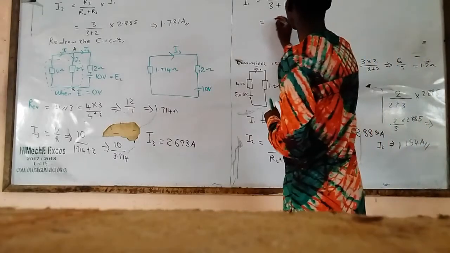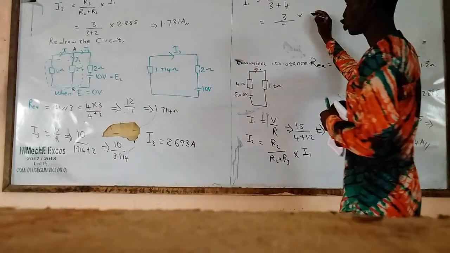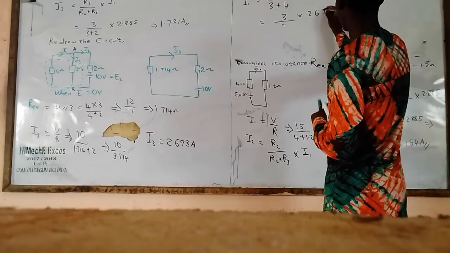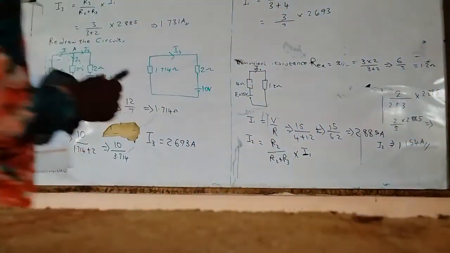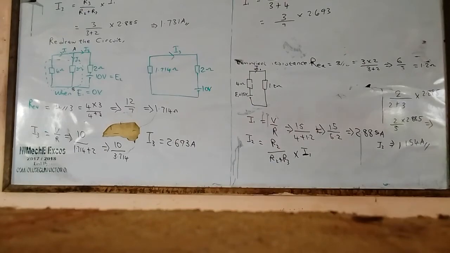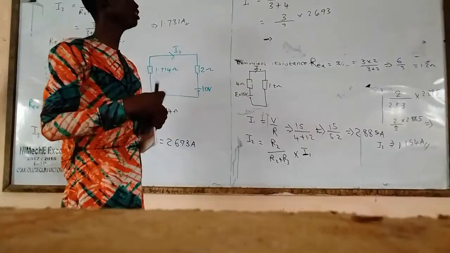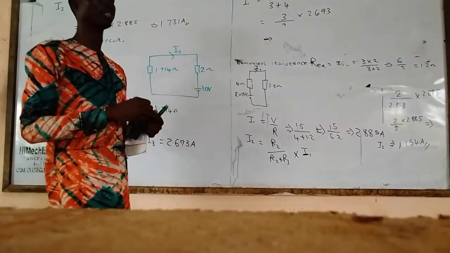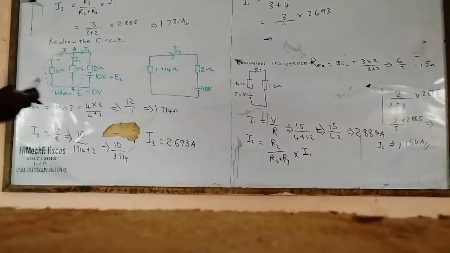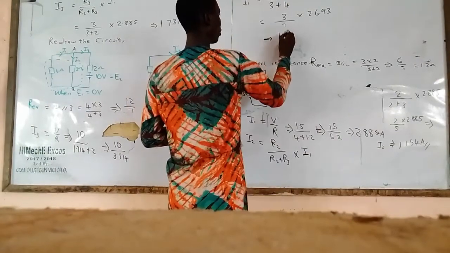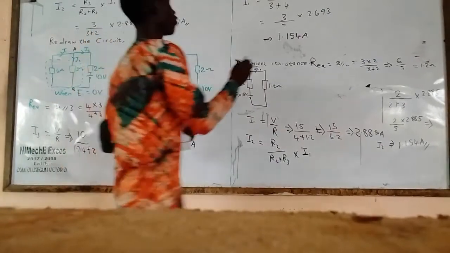So now, 3 divided by 3 plus 4 is 7, times 2.693. So 3 over 7 times 2.693. If you punch your calculator, that is 3 times 2.693 divided by 7. Your final answer should resolve to 1.154 amperes. Now, what about I2?